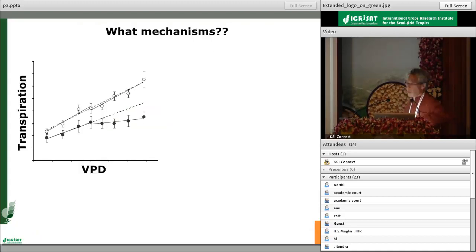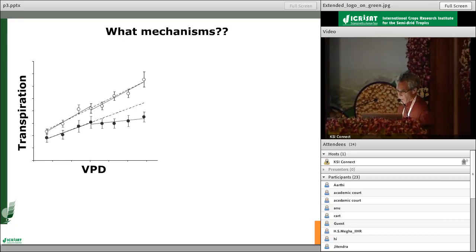So what are the possible mechanisms for that? I go back to that response, so again, transpiration rate or conductance as a function of VPD. It's a very quick response. So if you've got a partial stomatal closure that goes so quick, it can't be mediated by a biochemical signal, I mean, the good old culprit like ABA. It has to be mediated by something else. It has to be mediated by hydraulic signals.